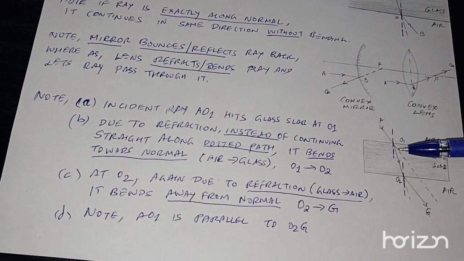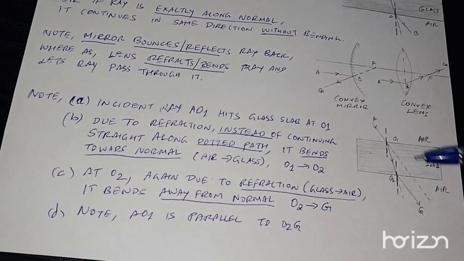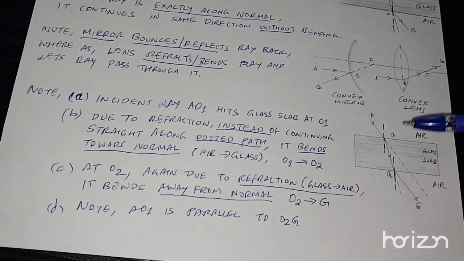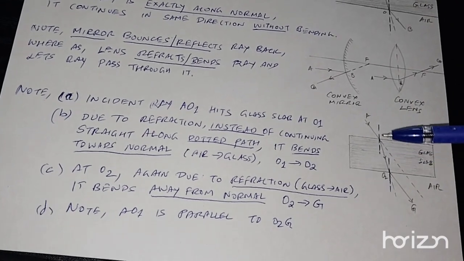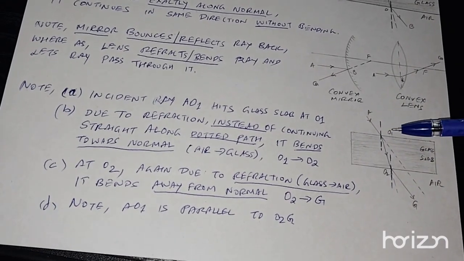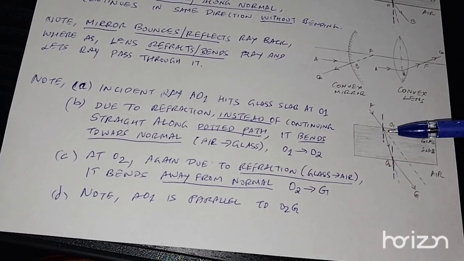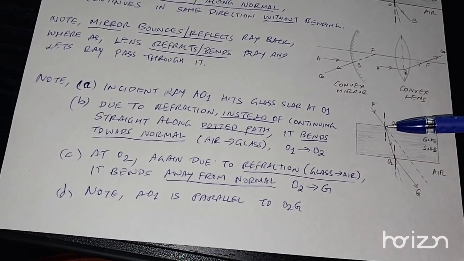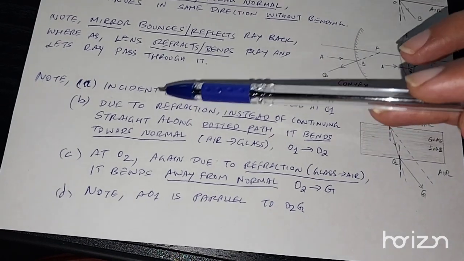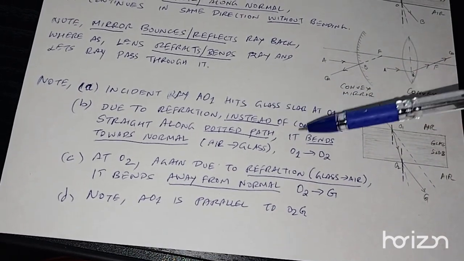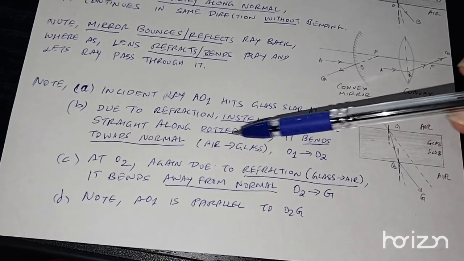So instead of going in its original direction, because of refraction and because it's going from air to glass, it bends towards the normal. You can see that AO1 is the incident ray, whereas O1O2 is the refracted or bent ray, and it's bending towards the normal. Due to the refraction, instead of continuing along the straight path, it bends towards the normal.